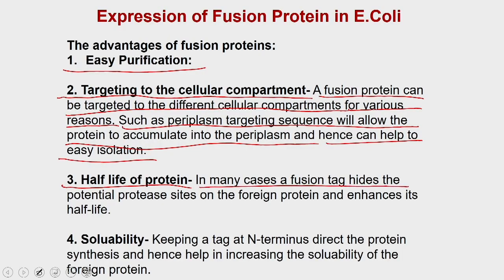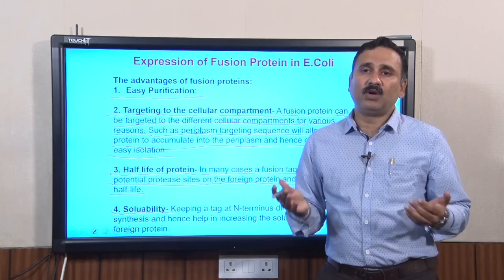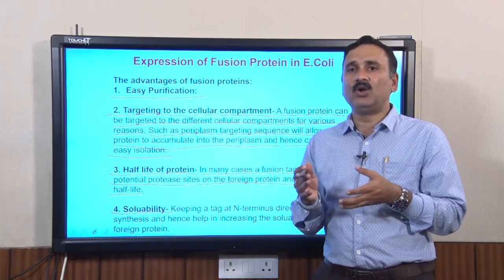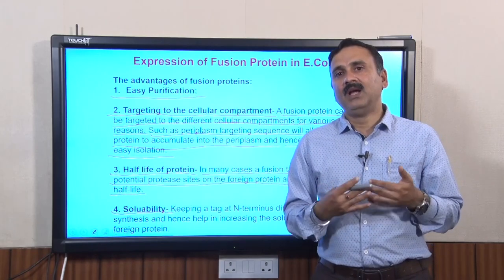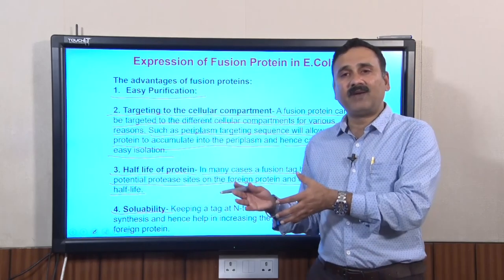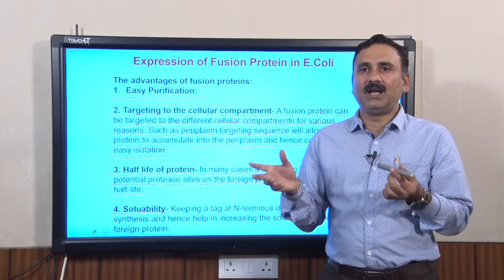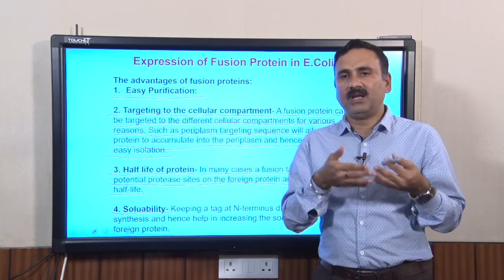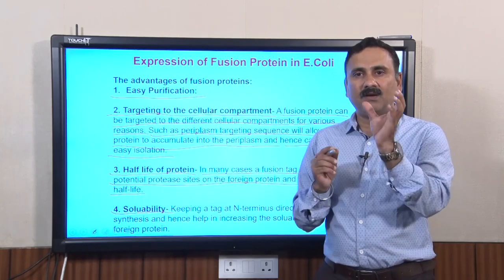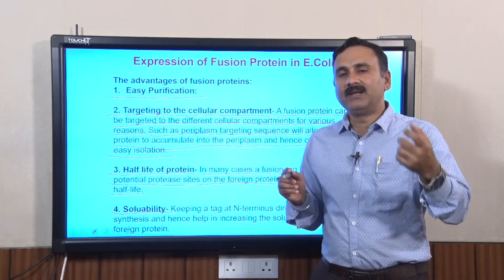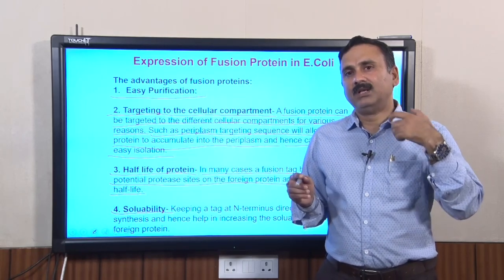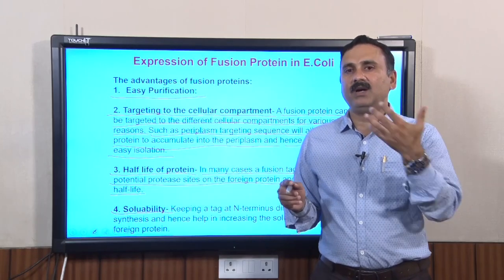So, in many cases a fusion tag hides the potential protease site on the foreign protein and enhances its half-life. Number four, the tag you are going to put is much more soluble compared to the protein you are going to overexpress, because most of these tags have already been optimized to express in the E. coli system as soluble factors. So, once you generate a chimeric protein containing the fusion tag, the tag counterpart brings solubility into the overall system, and the chimeric protein is more soluble compared to your own protein.